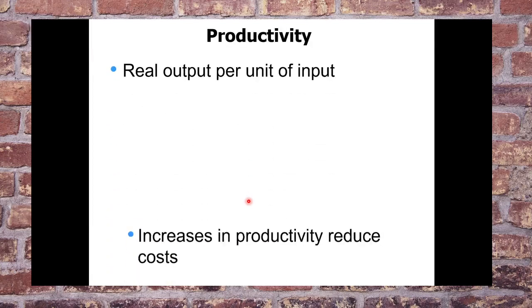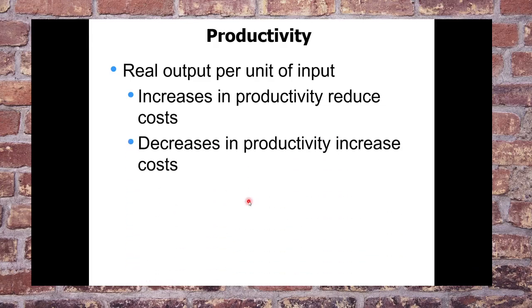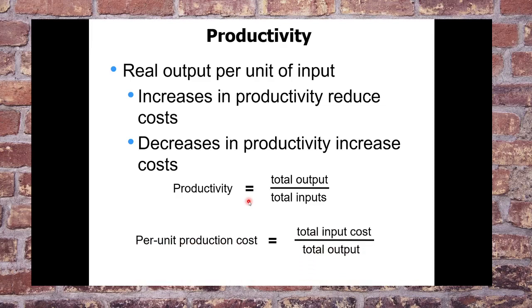Then we looked at productivity, which is real output per unit of input. Increases in productivity reduce cost, and obviously a decrease in productivity increases cost. So productivity is equal to total output divided by total inputs. All right, per unit production cost is total input cost over total output.